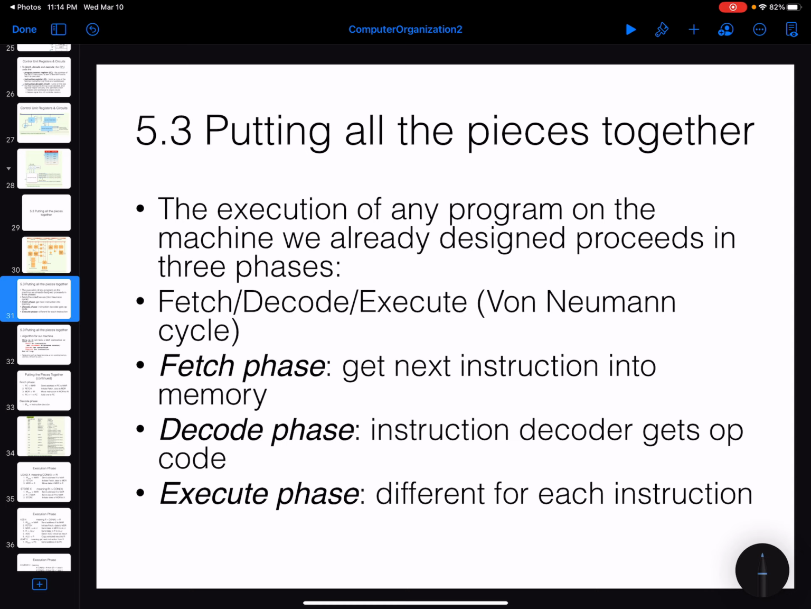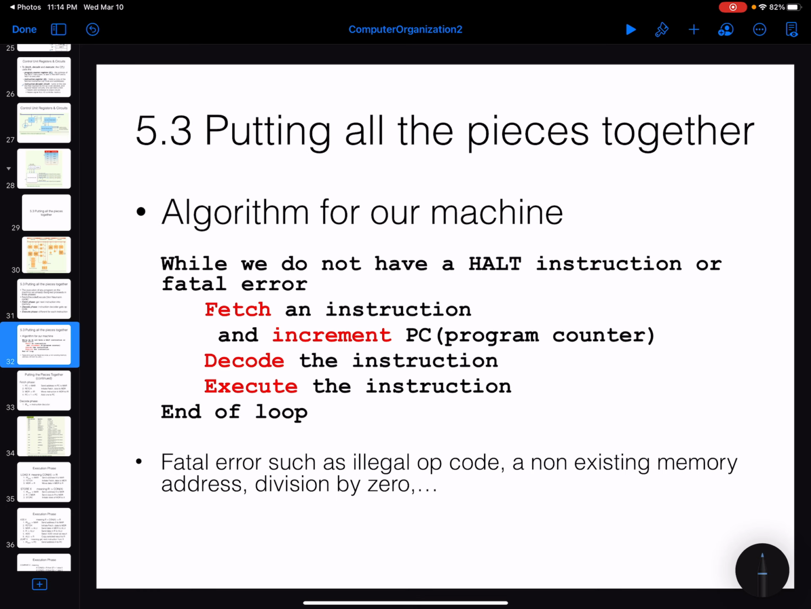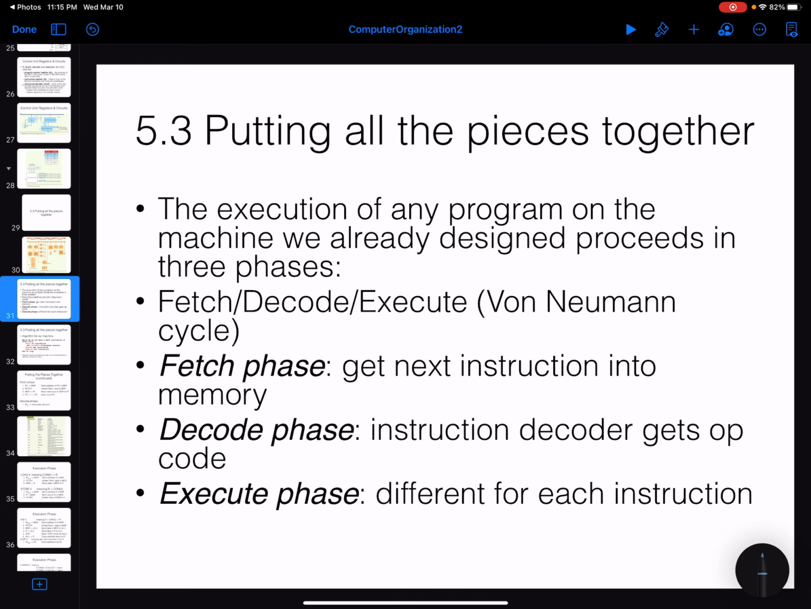Fetch is getting the next instruction from the memory. Decode means that you decode the operation code part of the instruction and see what needs to be done. And then execute means that you send different signals to the corresponding units, so that a specific instruction gets executed. These three steps are repeatedly executed until the program stops. That's why we call it the von Neumann cycle.